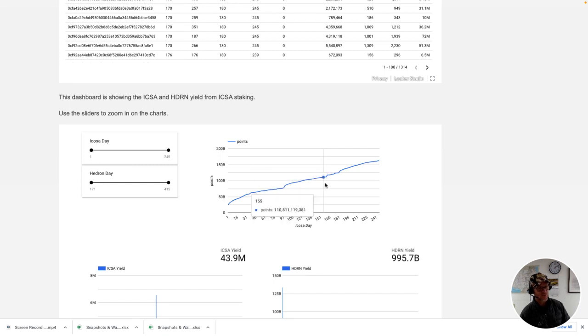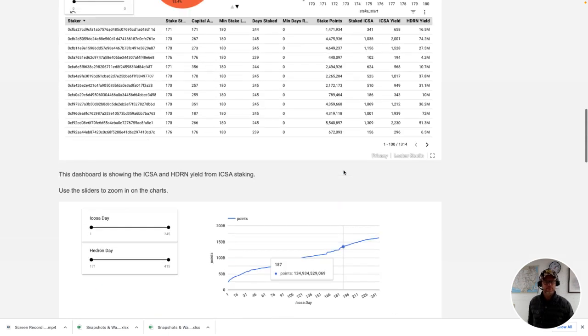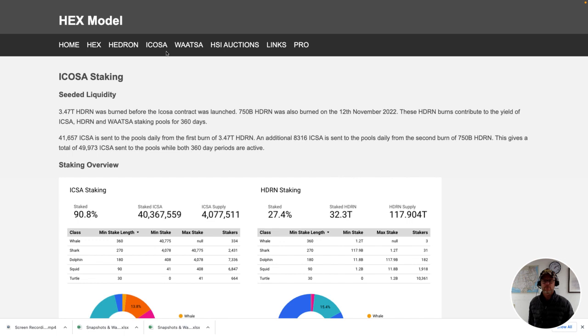I think this is probably it right here. This is probably day 90. Oh yeah, there we go. And then day 180. Yeah, there we go. And so day 270 will be another tick up. It's all good. So that's ICOSA. WOTSA.